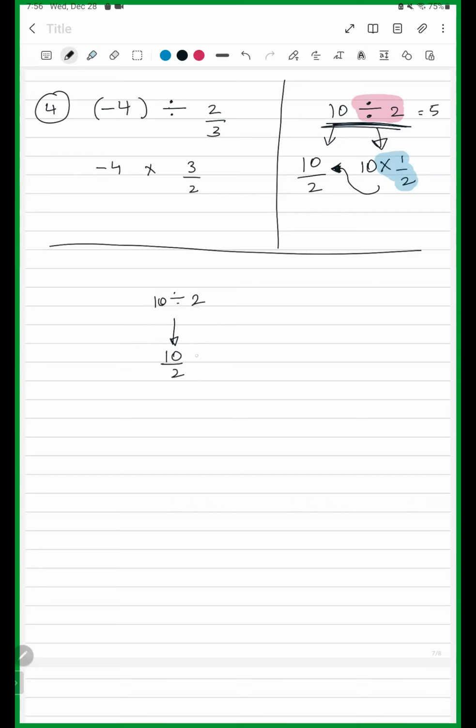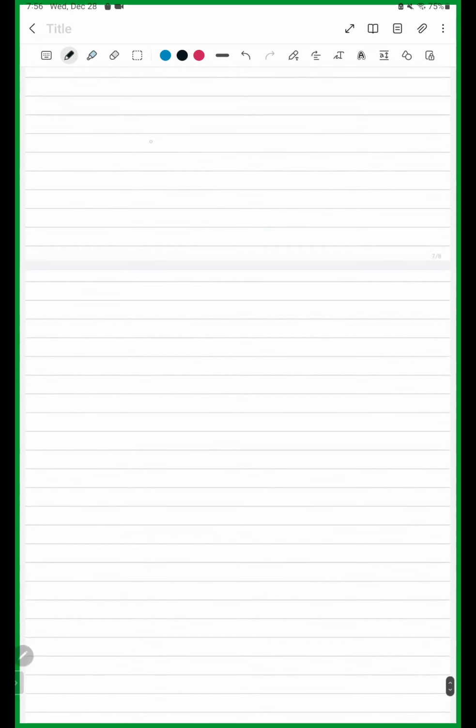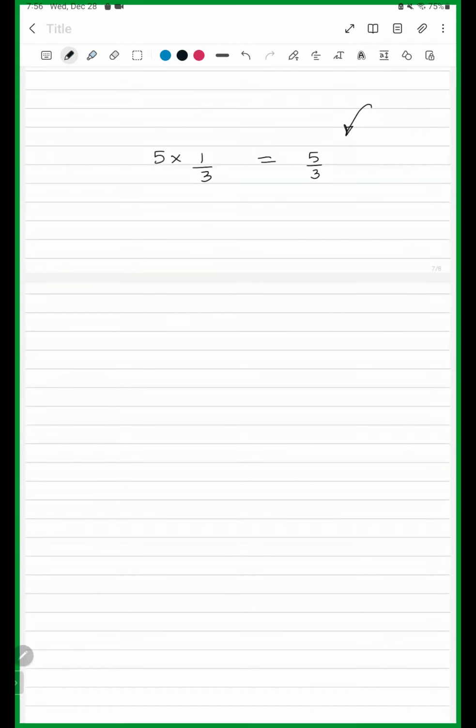Now, 10 by 2 or any number for that matter. Tell me, is this the same as 10 multiplied by 1 by 2 or not? Can you explain again how you got 1 by 2? Okay, fine. Tell me this thing. 5 into 1 by 3. Aap isko short form mein 5 by 3 likhti hain? Can you write it like this? Yeah, we can. You know about this, right? Okay, I understood now.